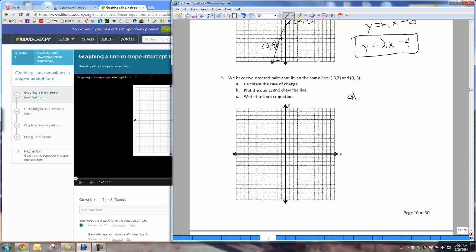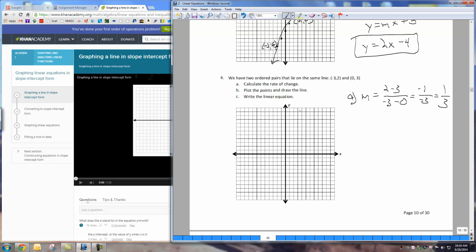So for part A, I'm going to find m, which is change in y over change in x. So I could do 2 minus 3 or 3 minus 2. It doesn't matter what order. So I'm going to go ahead and do 2 minus 3. Now what's important is if I use 2 here, I have to use the x value that corresponds. So I'm going to do negative 3 minus 0. Equals 2 minus 3 is negative 1. Negative 3 minus 0 is negative 3. So our slope here is 1/3. That is the value of m.